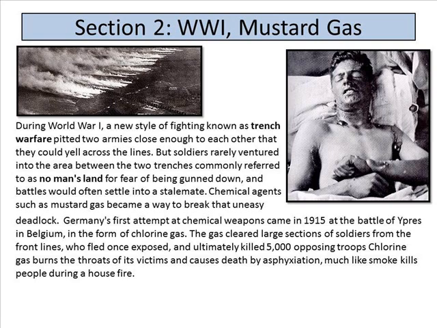Germany's attempt at chemical weapons came in 1915 at the Battle of Ypres in Belgium in the form of chlorine gas. This is something where we would have an emergency in Las Vegas if there was a chlorine gas leak. The gas cleared large sections of soldiers from the front lines who fled once exposed, and ultimately killed 5,000 opposing troops. Chlorine gas burns the throats of the victims and causes death by asphyxiation, which is a big way of saying suffocation, much like smoke kills people during a house fire.